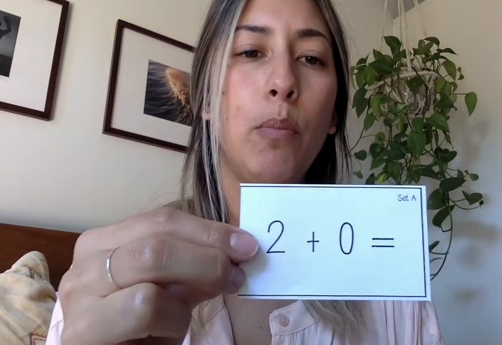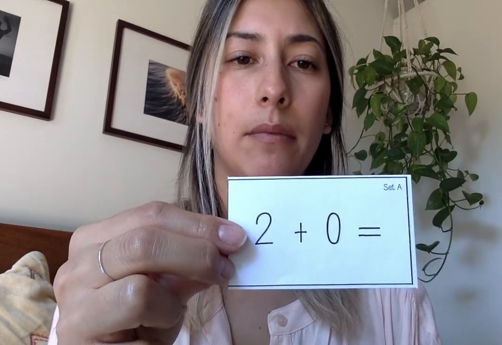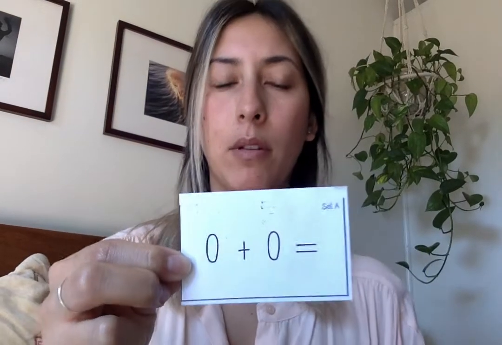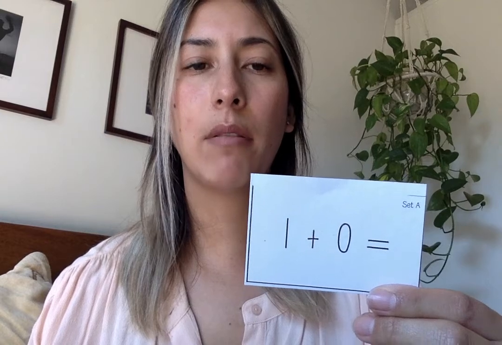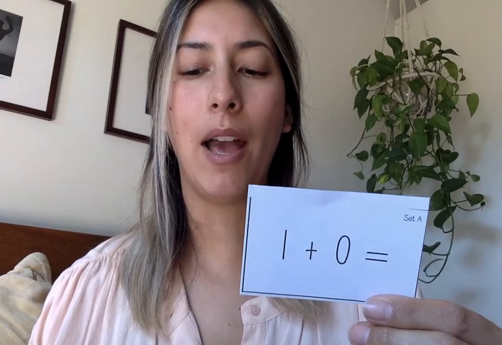5 plus 0 equals 5. 2 plus 0 equals 2. 0 plus 0 equals 0. And 1 plus 0 equals 1. You should be super fast with your math fact fluency to 5 and 10, okay?